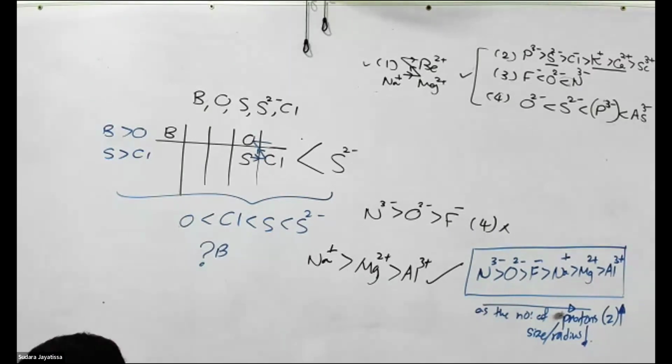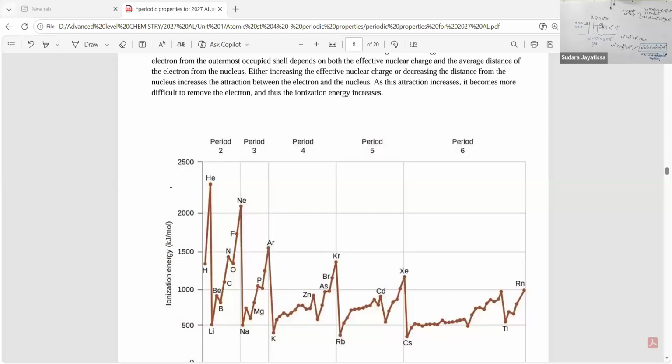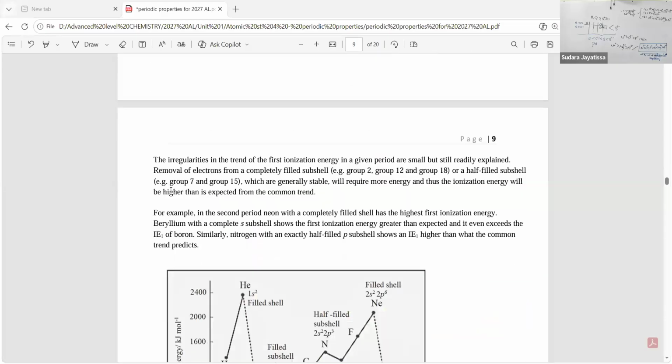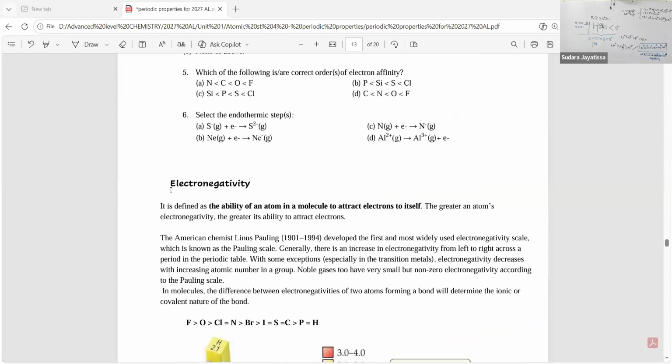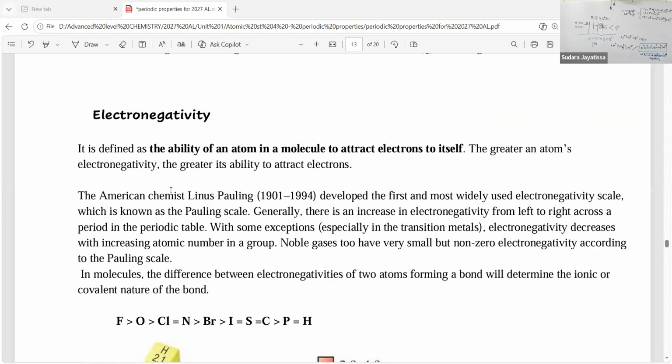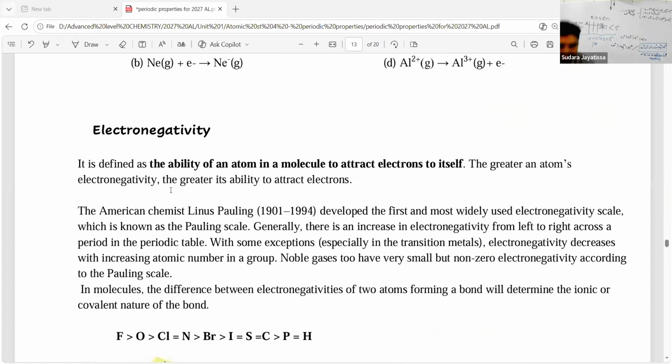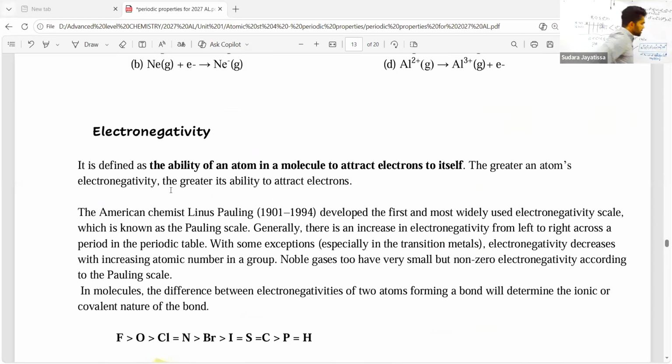Right now, what are we doing? Electron gain energy we're going to discuss next day as I suggested. Now there's one more periodic property remaining. Shall we go there? Because they are in your O levels. What is that? Electronegativity. It is a small discussion. We'll do the questions.